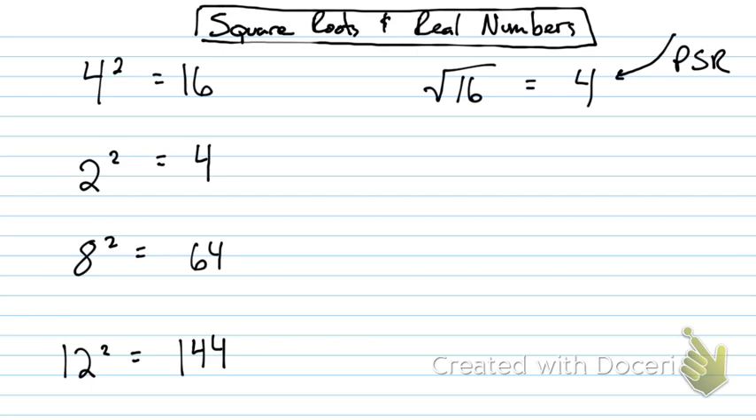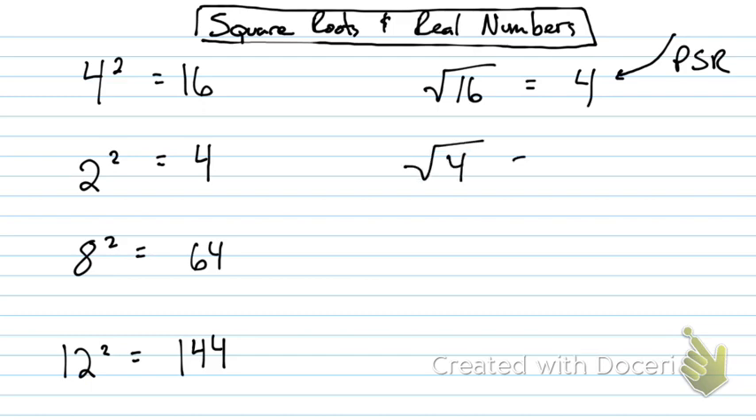Negative 4 is also a square root of 16, because what's negative 4 times negative 4? 16. So there's actually 2 different answers. For today, we're focusing on the principal square root, just the positive answer. But there is a negative version too that works, because negative 4 times negative 4 is also 16.